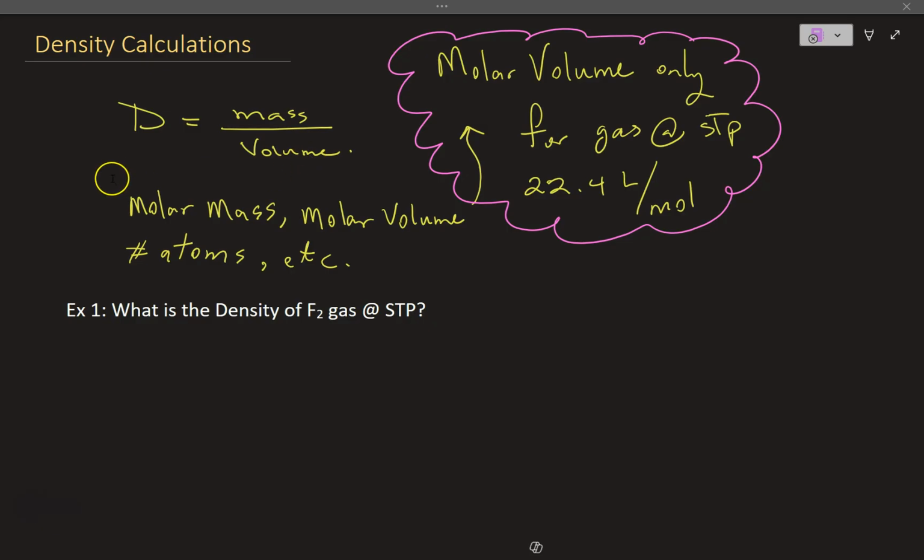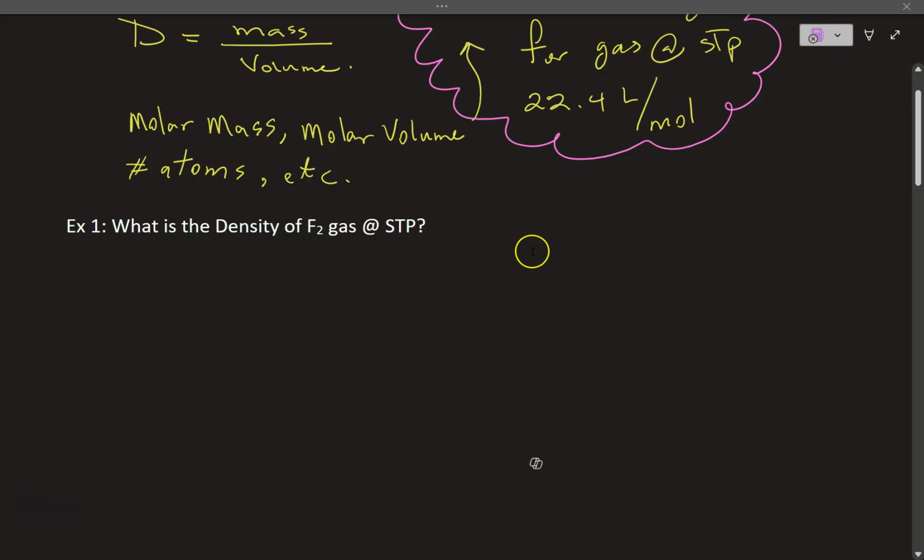Now, remember that molar volume, if this is the density formula, the mass over volume, if the compound or element we are using is gas, we can use the 22.4 liter per mole at STP, but it only applies to gaseous compounds or elements, okay? It doesn't apply to liquid or solid. So be aware of that.